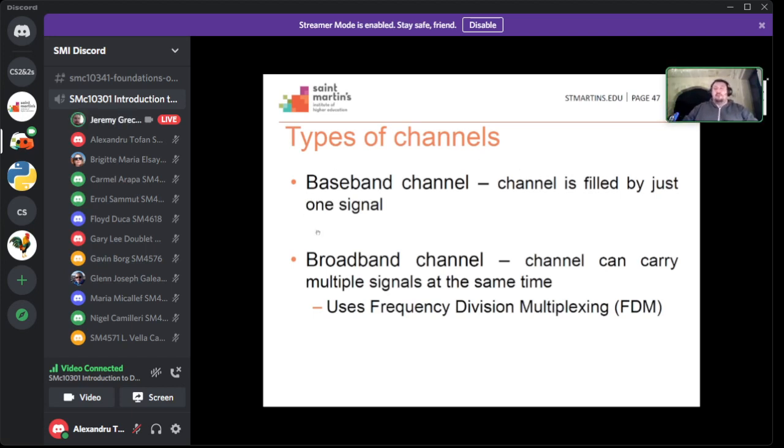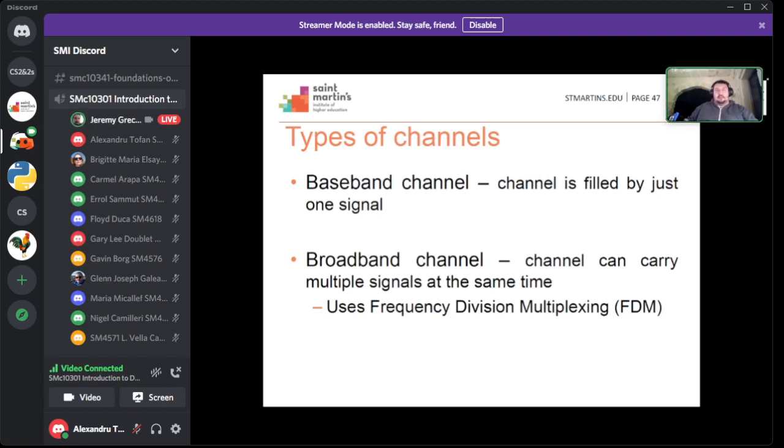A broadband channel, on the other hand, is a channel that can actually carry multiple signals at the same time. The way that a broadband channel can do this is through what is known as frequency division multiplexing. Essentially, what this means is that the same medium will be able to accept multiple signals, even analog signals, where certain frequencies would be used for certain different channels.